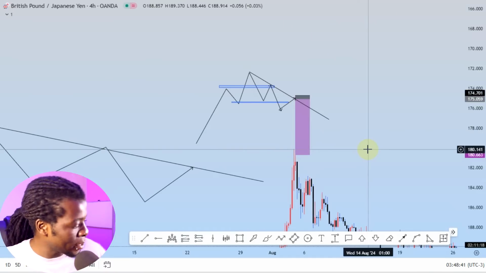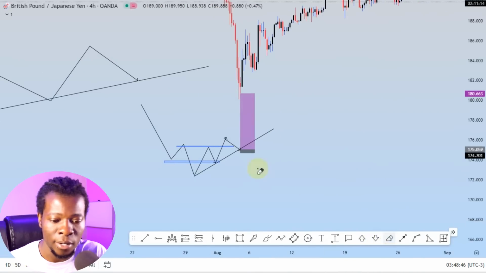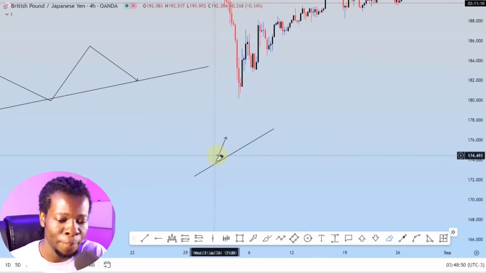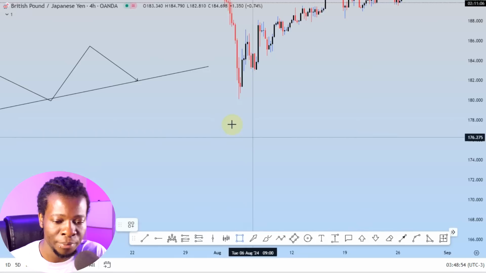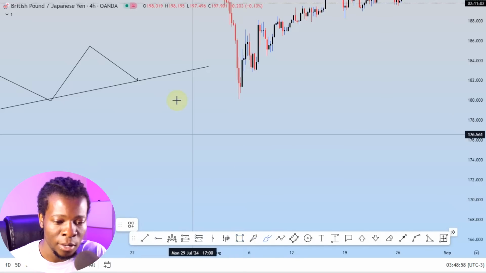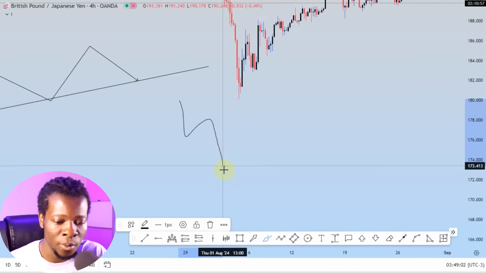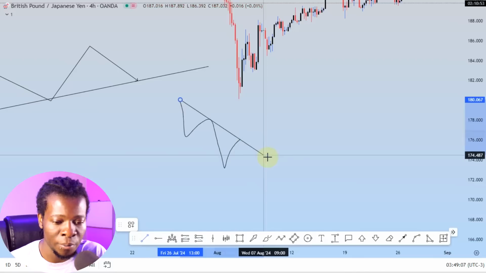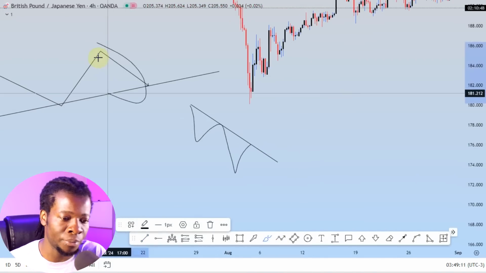Now there are certain scenarios. Let me just delete this for you guys to see. We have different scenarios. Okay, let's say we had a level right here. In fact, let's just say price did this. Price gave us a lower low, lower high, lower low, lower high, and of course now this is the trend. We are still talking about this downtrend right here.